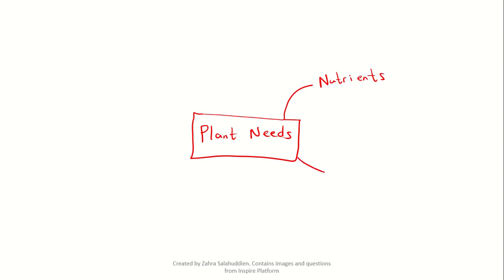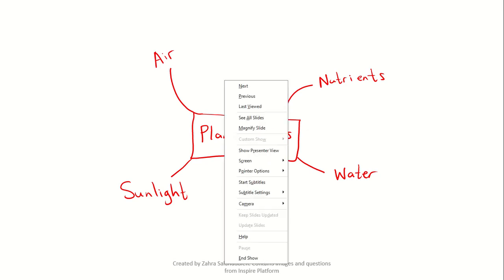They need water. They need space. And we all know the most important that we think about mainly. They need sunlight and air. Okay, so these are our 5 basic needs of plants.